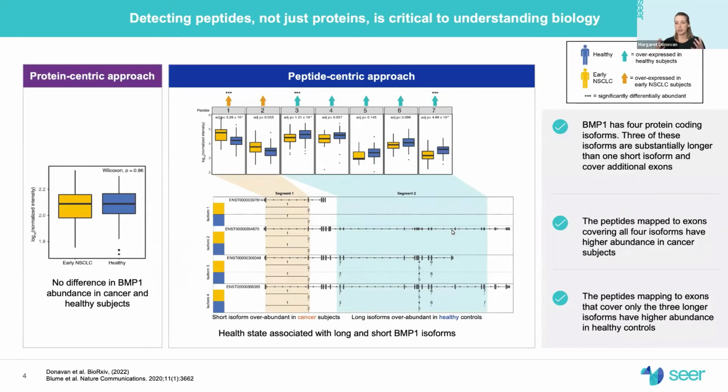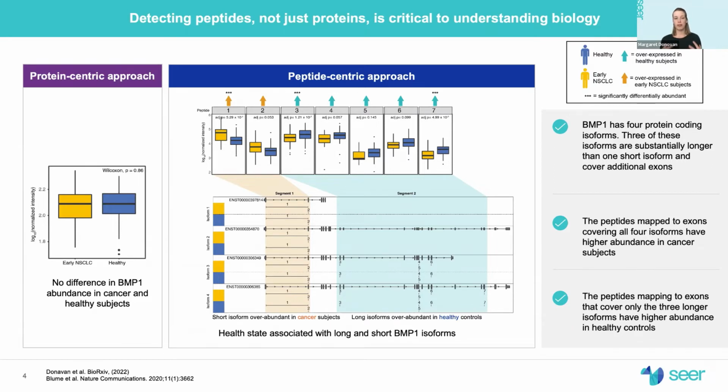Addressing that first approach, using this discordant peptide search, we found that detecting peptides and not just proteins is critical to understanding biology. After we applied that approach of identifying differentially abundant peptides, we identified a number of proteoforms. Here I'm going to walk you through an example of one of those we found, which is BMP1.